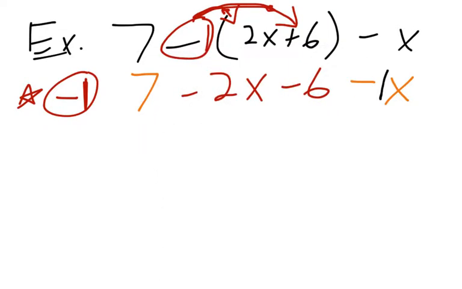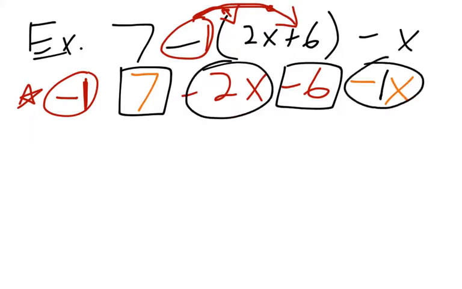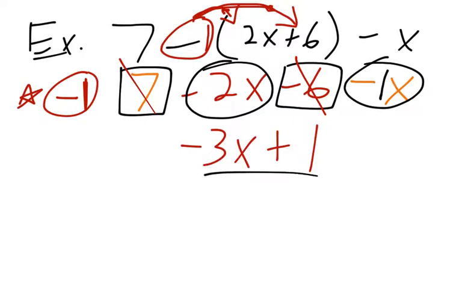Alright, now let's combine our like terms. So I have 7 I'm going to box, and then -6, and then I'll circle -2x and -1x. So 7 minus 6, that's +1, and -2x minus 1x is -3x. So I get -3x plus 1 for my final answer. And again, what was tricky about that is you didn't have that 1 right here. It was understood that that 1 should be there, but it wasn't written there. So basically another way to think about it is that negative sign just changes the sign of the two inside numbers.